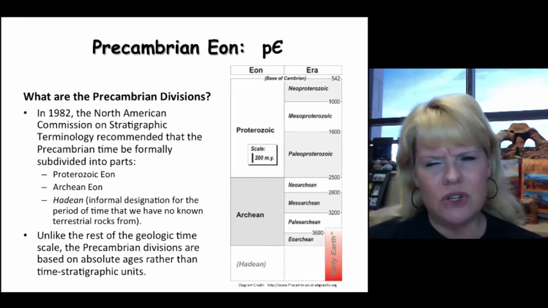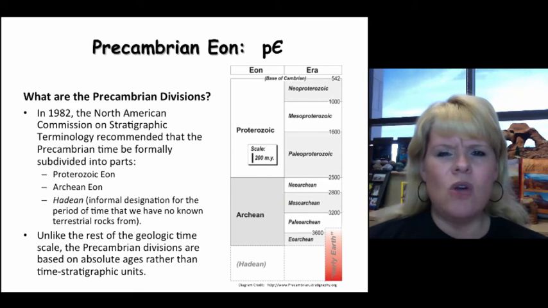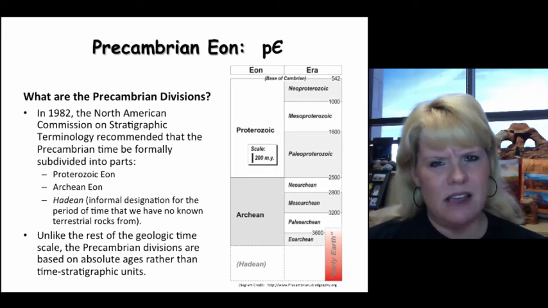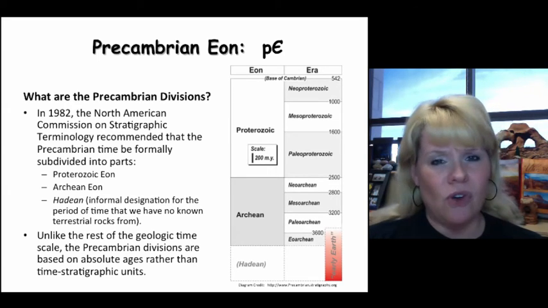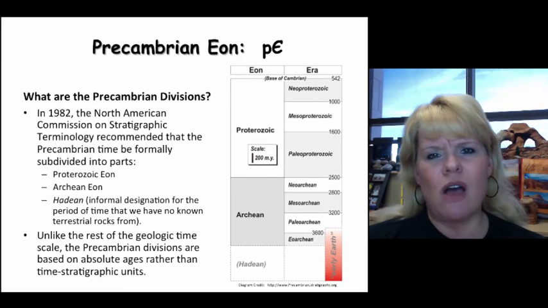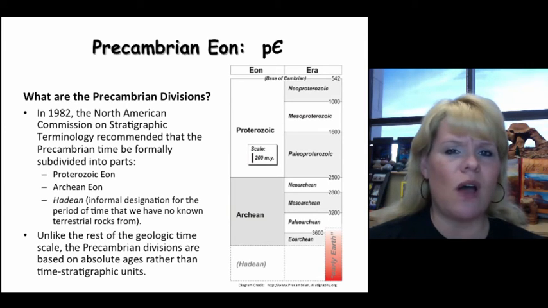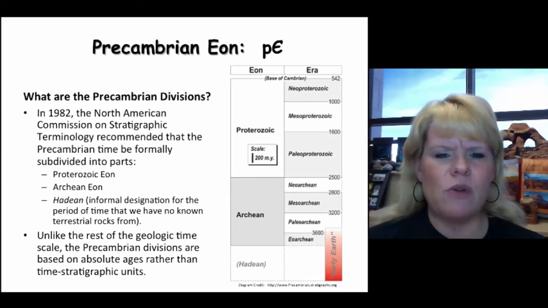In 1982, the North American Commission on Stratigraphic Terminology recommended that a formal designation be made to include divisions of time for the Earth's early history. So Archean and Proterozoic were first proposed, and an informal designation of Hadean referred to any rocks that were older than the rocks that we have found terrestrially on Earth. What that means is rocks that were generated on Earth, not meteorites. We certainly have meteorites that fall in the Hadean time frame of when they were incepted.